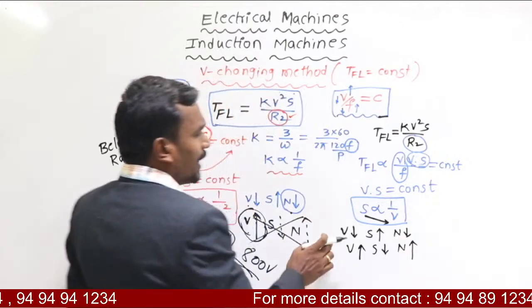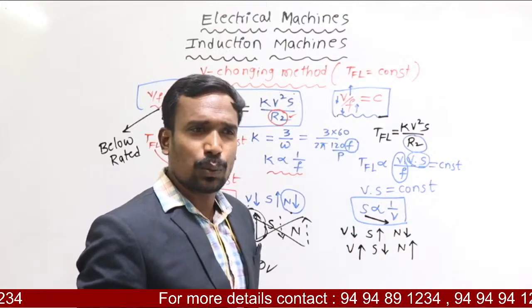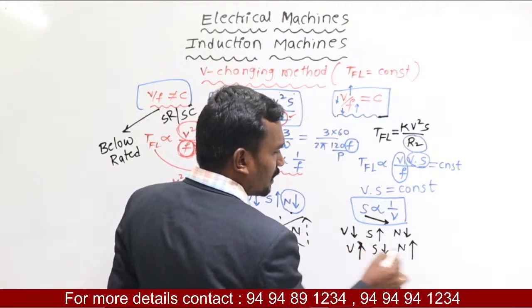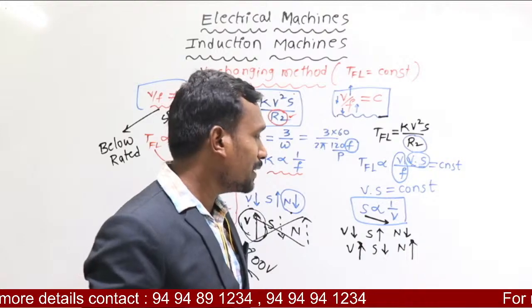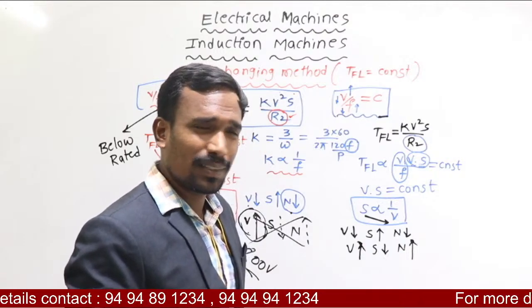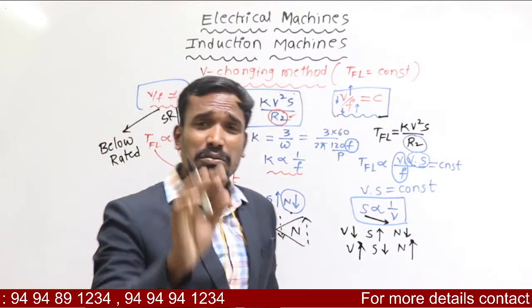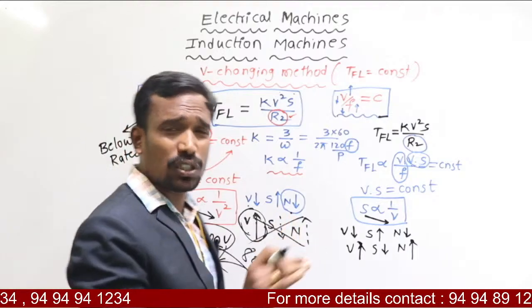Right, sir. So next, what is here? When the slip is inversely proportional to voltage, if voltage reduces, the speed reduces. If voltage increases, the speed also increases. Right? Like that, we have to do some problems on this. This is a very important concept. Based on this, they are asking the questions.